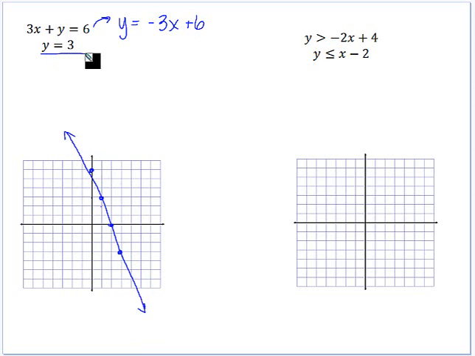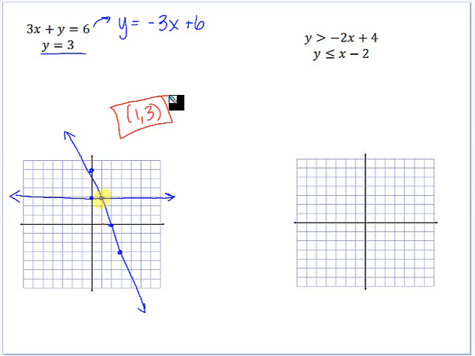Next line says y equals 3. So I go up to y equals 3. There is no x. So that means this is just a horizontal line at 3. I look and identify where my intersection point is, which is right here. And I just need to state that intersection point. That intersection point is at 1, 3. So 1, 3 is my solution.